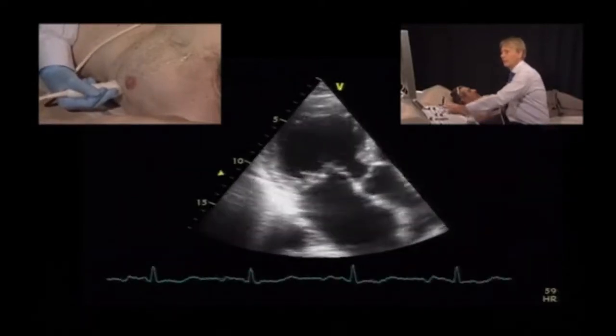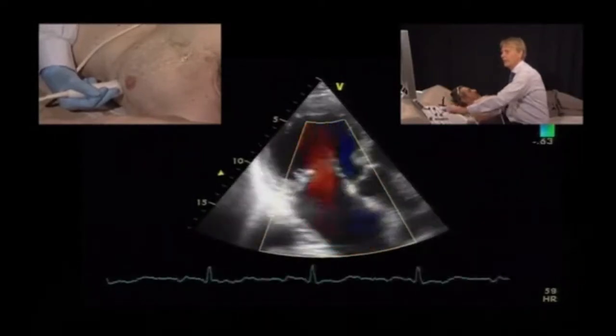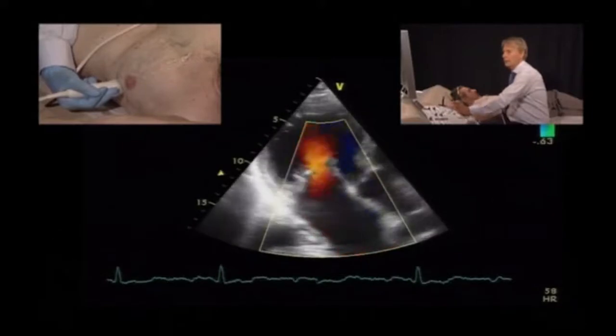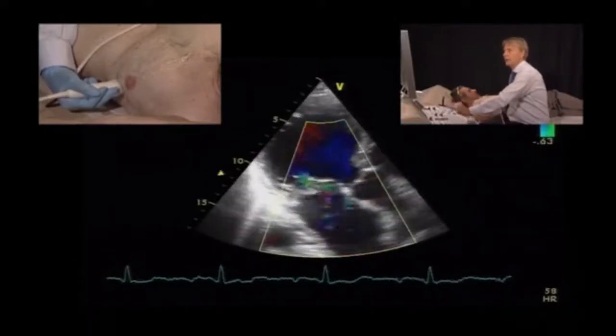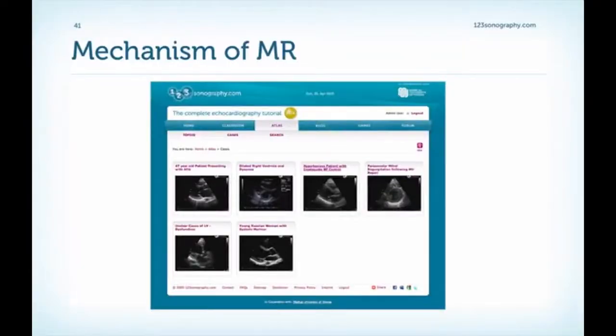And in this view, if we put the color, we again see that the jet is directed anteriorly, so not only medially but also anteriorly, also indicative of a problem of the posterior leaflet. And if you want to see more cases and examples, don't forget to visit our atlas.